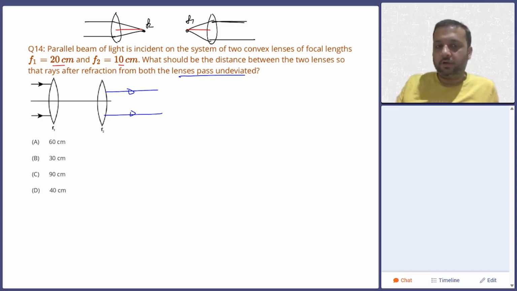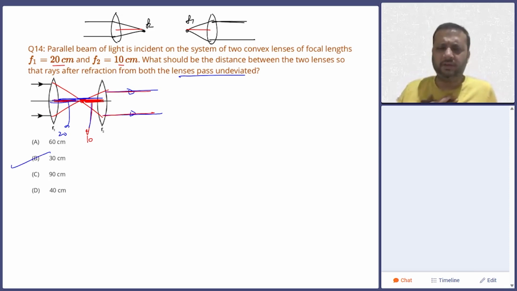Basically you want this ray to come out parallel. That means this ray must have come from the first focus of F2. This distance will be equal to the focal length only, which is nothing but 10 centimeter, because the medium on both sides of the second lens is nothing but air. Now this ray will be like this, because this ray should meet at the second focus of the first lens. So this distance will also be the focal length. So we can say that this is 20 centimeters and this is 10 centimeters. So the total distance between them should be 30 centimeters.